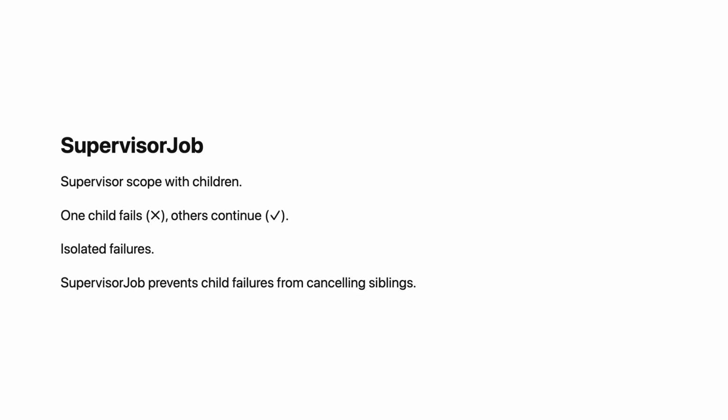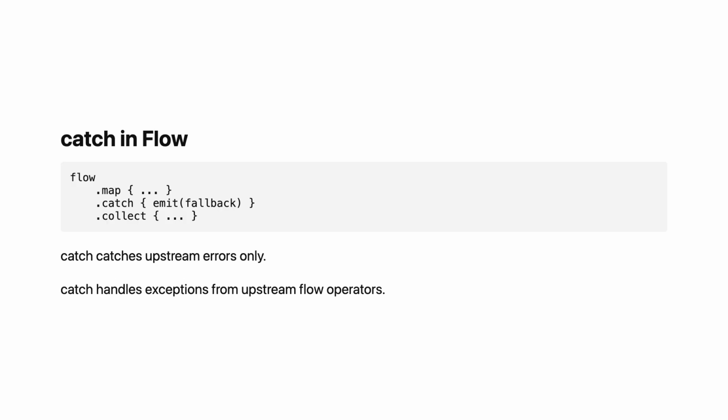By default, child failure cancels siblings. Sometimes you want isolation. SupervisorJob changes the behavior. Child failures do not propagate to siblings. val supervisor = SupervisorJob(). Use it in your scope. With SupervisorJob, each child fails independently. One child throws, others continue. supervisorScope creates a scope with this behavior. Children are isolated. Use supervision when children are independent, such as processing items in parallel where one failure should not stop others.